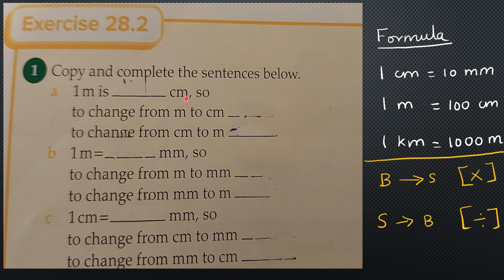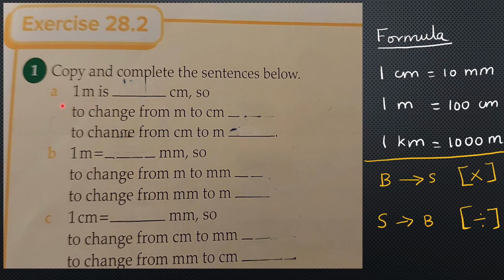Okay, so before we jump into the sum, we just look at the formula first. 1 centimeter equals to how many millimeter? That is 10 millimeter. 1 meter equals to how many centimeter? That is 100 centimeter. 1 kilometer equals to how many meter? That is 1000 meter. Okay.